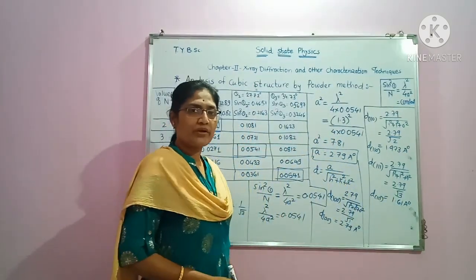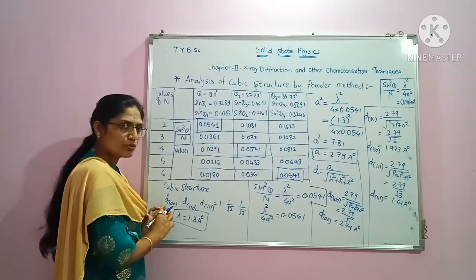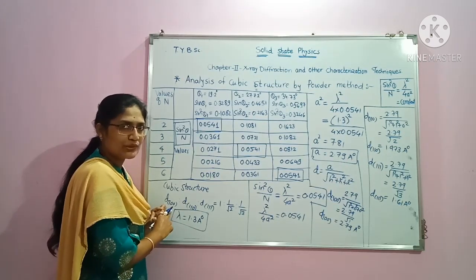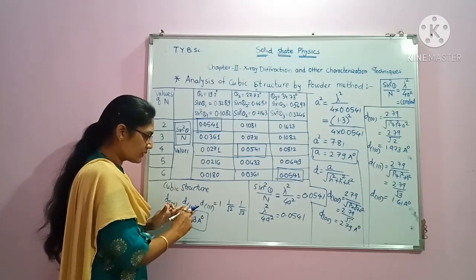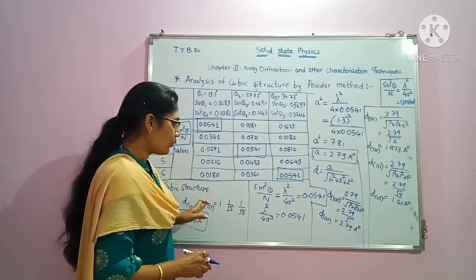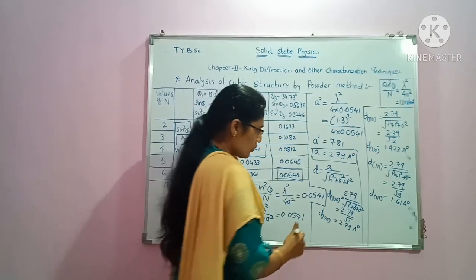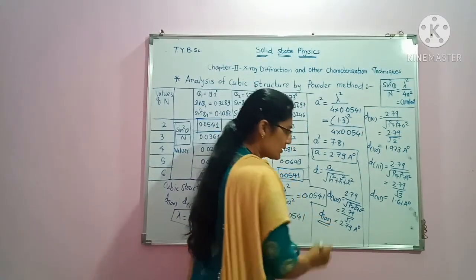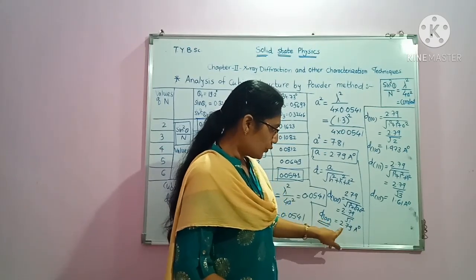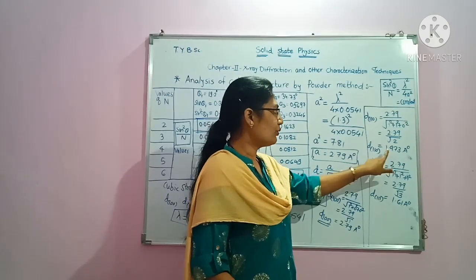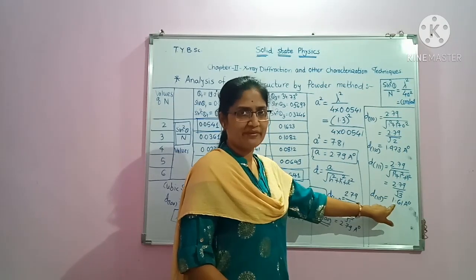Now what we have to verify? We have to verify that in case of cubic structure, the ratios of the interplanar distances for the set of parallel planes 1 0 0 is to 1 1 0 is to 1 1 1. Now in order to get this ratio, what we have to do? We have obtained the value of D100. Now we have to divide this value by 2.79, this value by 2.79 and this value by 2.79.